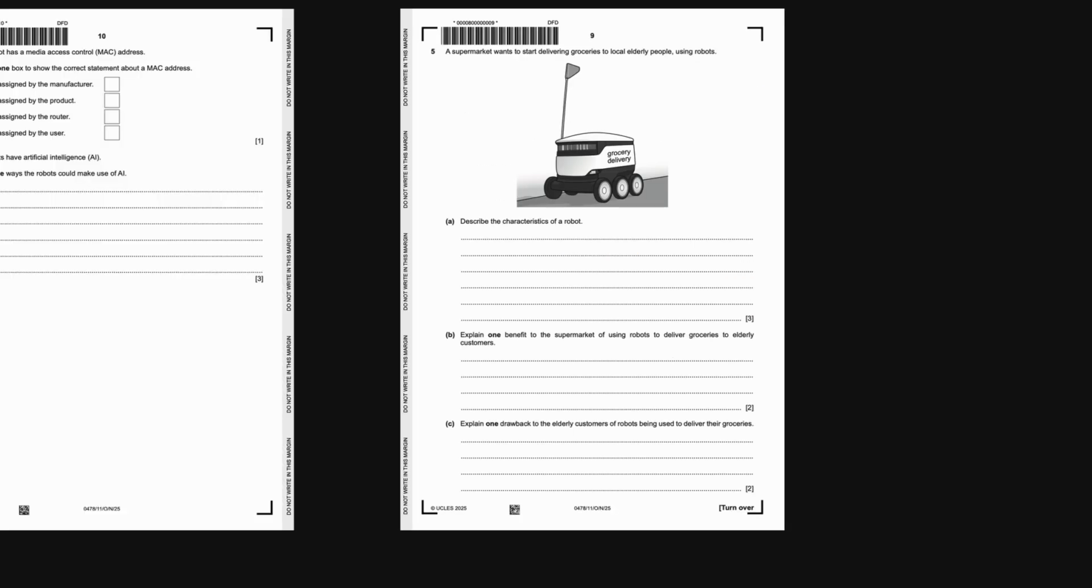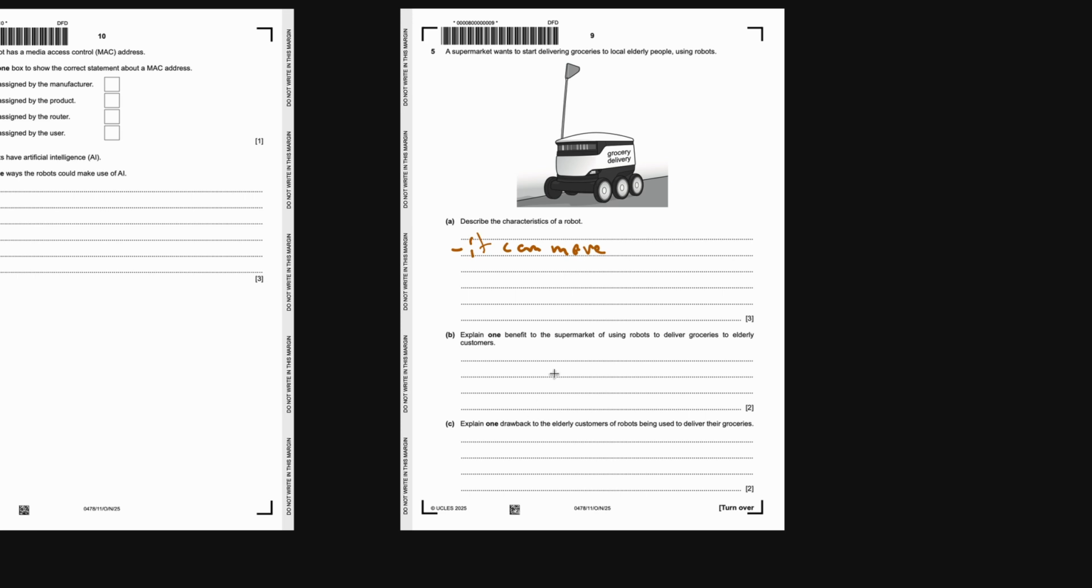So for question 5, a supermarket wants to start delivering groceries to local elderly people using robots. Describe the characteristics of a robot. Well, firstly, it's simpler than it looks. It has wheels. That means that it can move, right? So that's the first mark. Of course, you won't write it in bullet points. However, I'm just stating the keywords that you have to plug in.